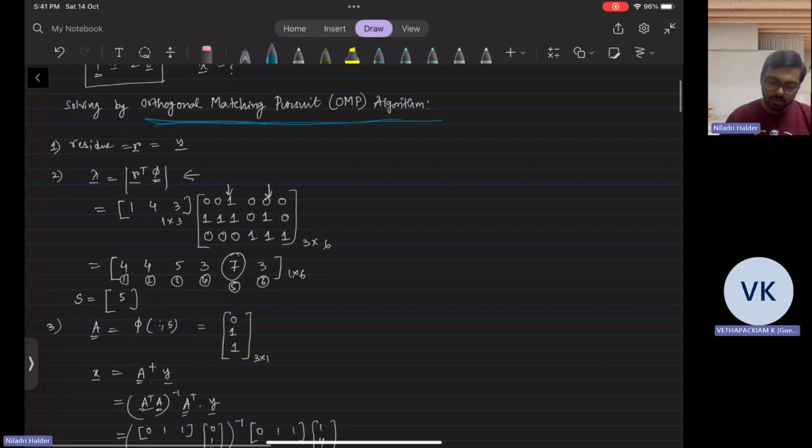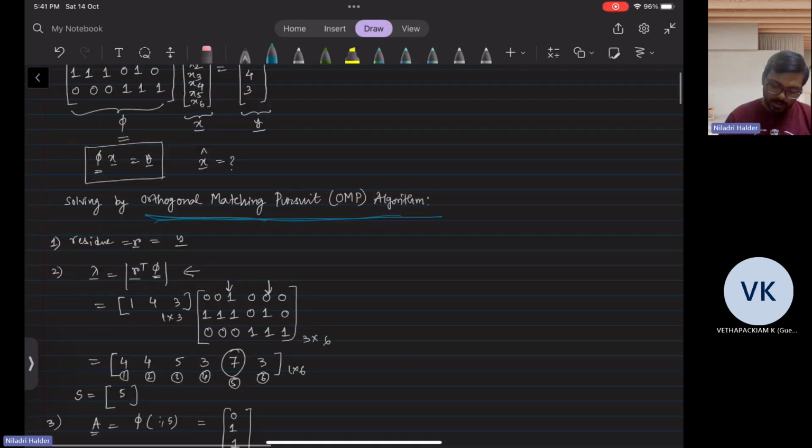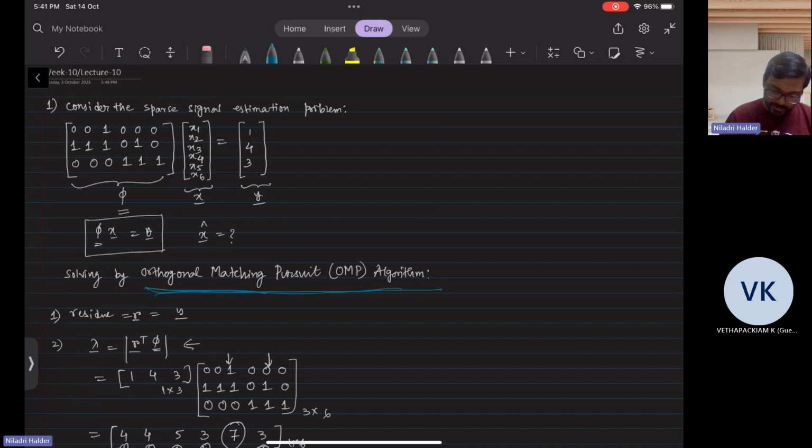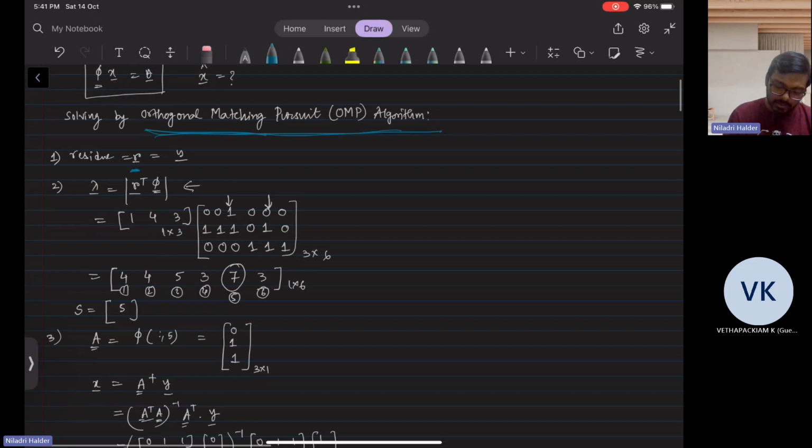For the orthogonal matching pursuit algorithm, first of all, we take y as the residue itself. Residue is a vector. So at the beginning, we set residue r equal to y. Then we find lambda, which is another vector. Lambda is equal to r transpose phi, and we take the absolute value of that vector.